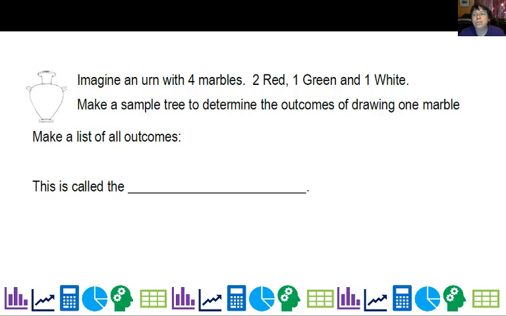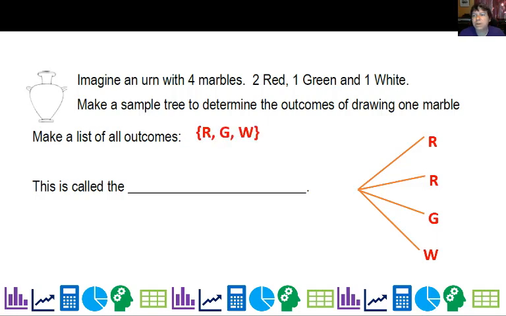So let's go ahead and imagine an urn with 4 marbles, 2 red, 1 green, and 1 white. And we're going to make a sample tree to determine the outcomes of drawing 1 marble. So we could draw one of the reds, the other red, the green, or the white. Really, I have 3 outcomes. I could either get a red, a green, or a white. Not all of those are equally likely. The red is twice as likely as the green or the white. And that's fine that they're not equally likely.